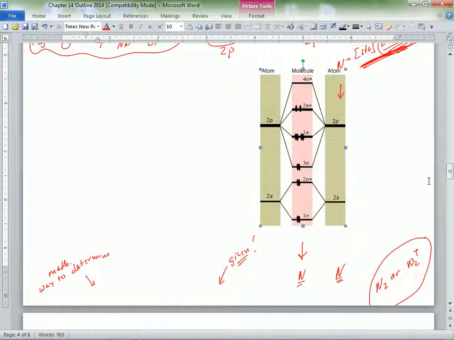N2 plus have a shorter bond? You agree? Ricky, you agree with them? I wish I knew how to do this. I don't know how to do this here. Brad's right. Brad, explain it to him. Let me guess. No, I'm kidding.